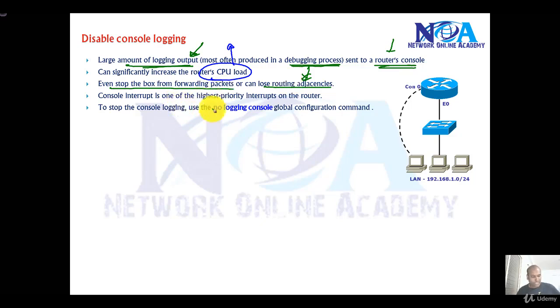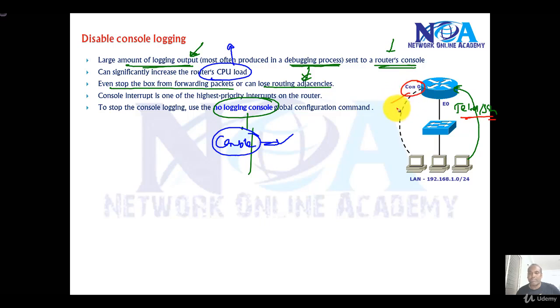So that's the reason it's recommended to disable console logging, because in production networks, the console is something we don't use much. Most of the time we access the device via Telnet or SSH from a remote device, and we use the console only if there are any major issues, like doing a password recovery, or if you are unable to log in through the VTY lines, then you may need to troubleshoot some connectivity issue and other things.